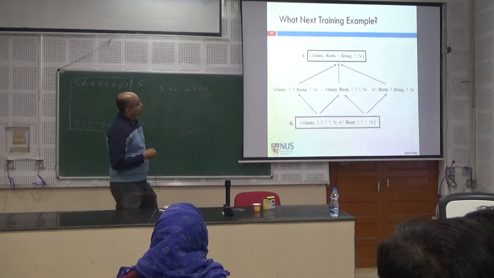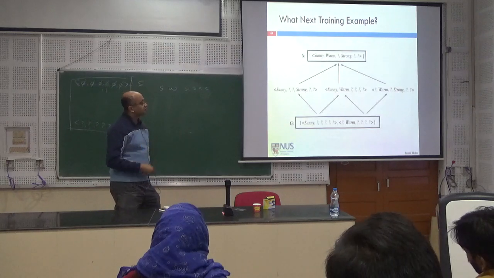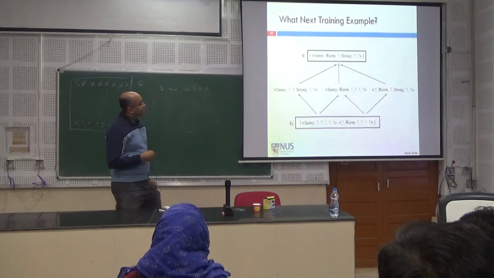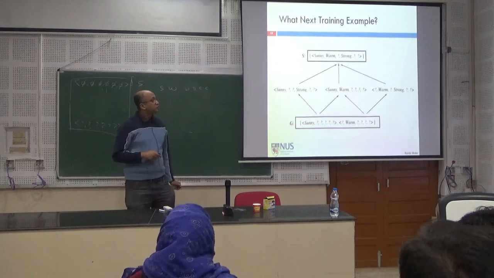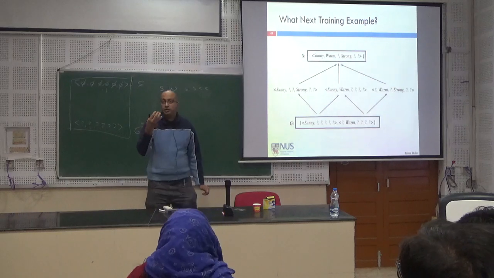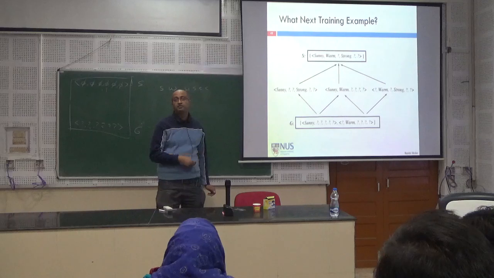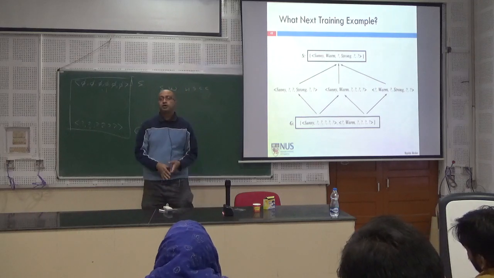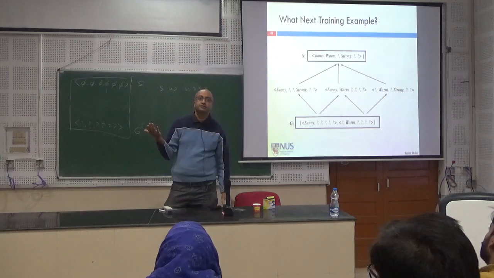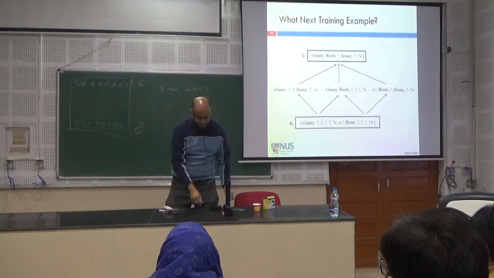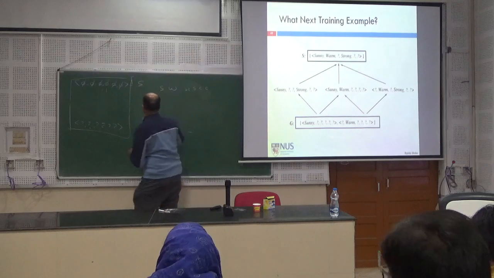So, what should be the best training example to ask here? The answer really is, you want to ask a question such that half of them will satisfy this, half of them will not satisfy this. It's sort of equivalent to doing a binary search. You have a whole range of things, right? So what do you do in binary search?